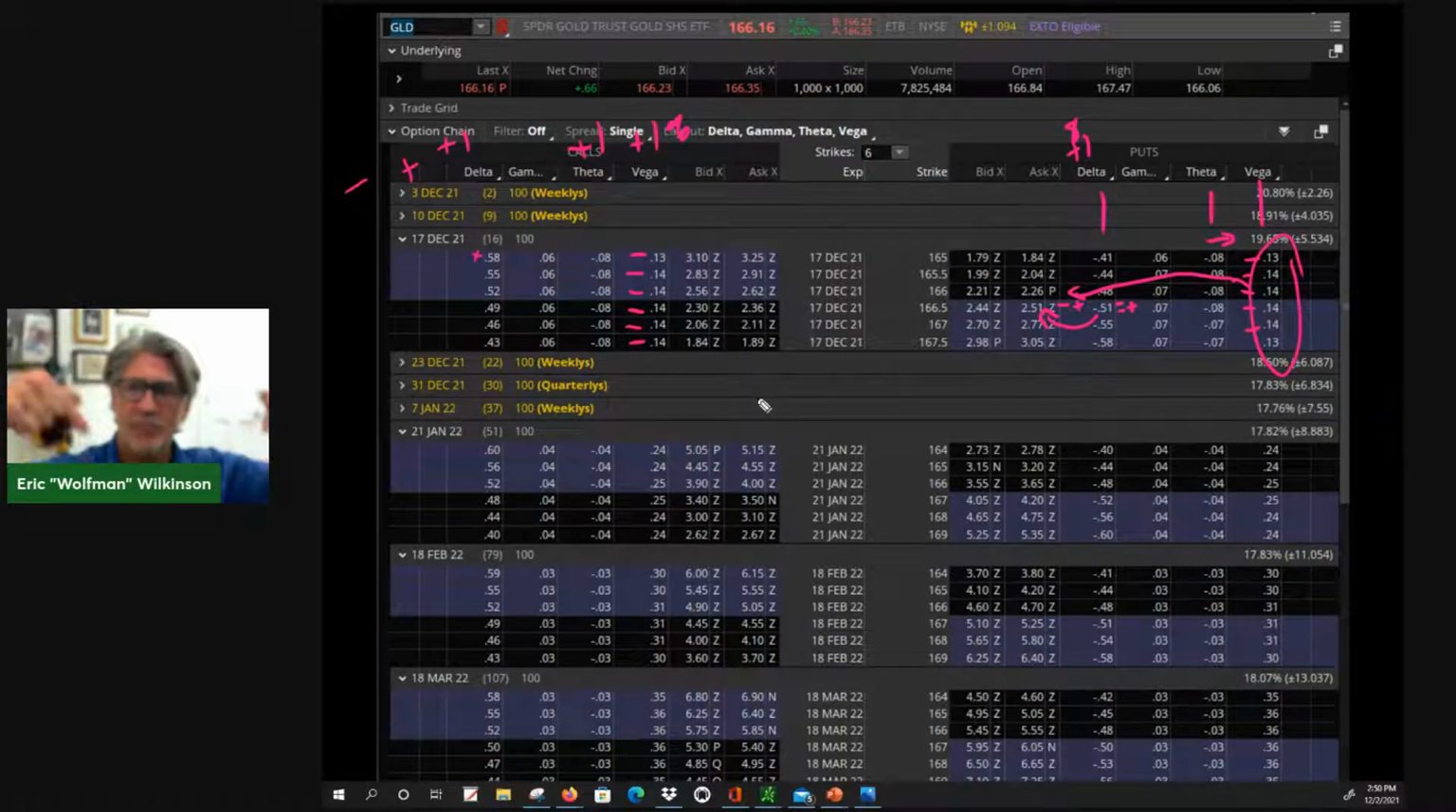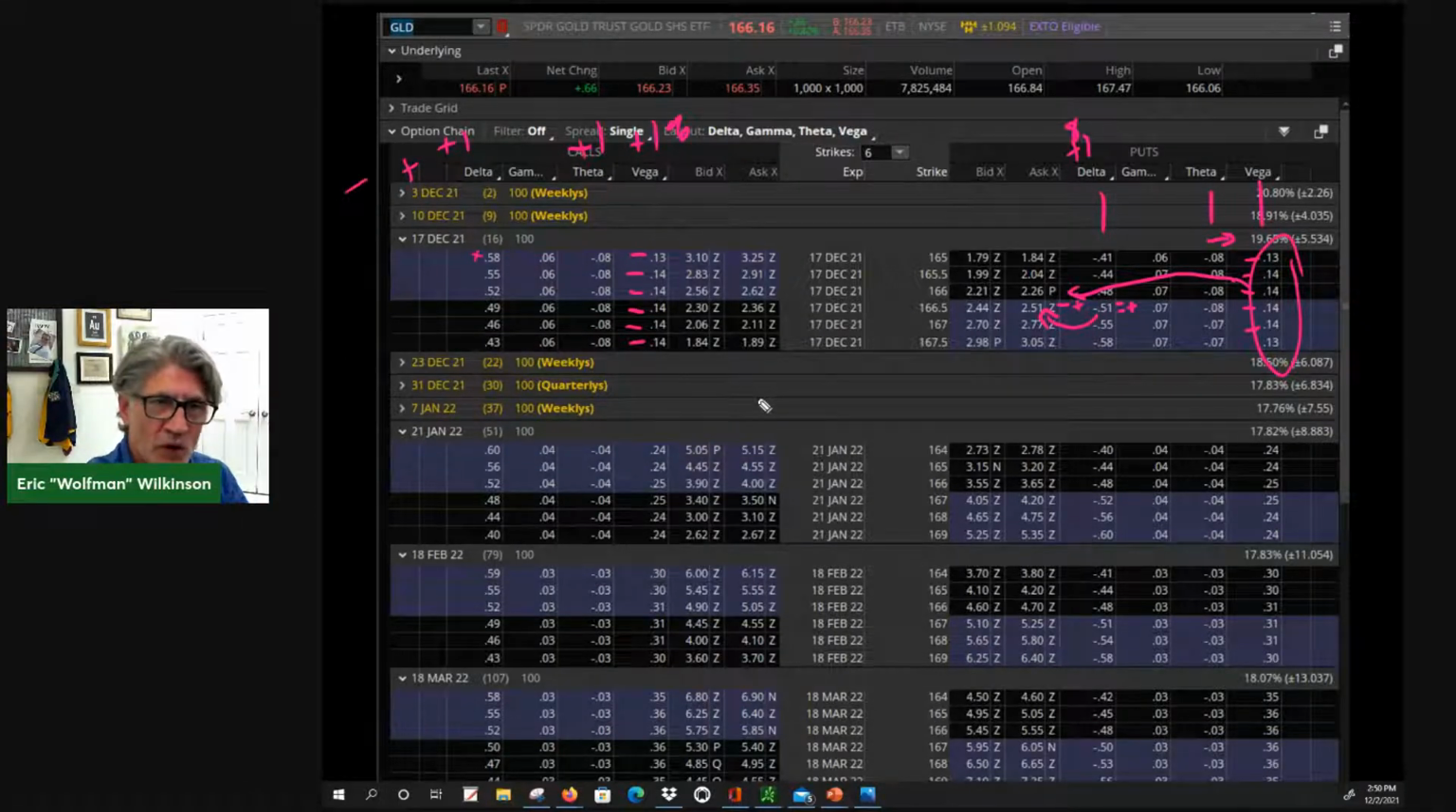Because a negative move in delta. So 1, 2, 3, 4, 5 percentage point moves down, you start multiplying these times 5. Like if it moved 5 percentage points down, it's times 5. That's major, right? That affects premium faster than theta. You got to wait a whole day for another 8 cents to come out of the puts and the calls on theta. That's a long time to wait.